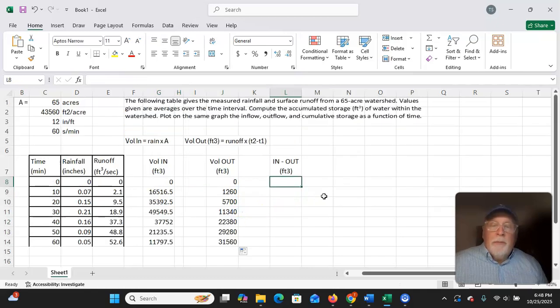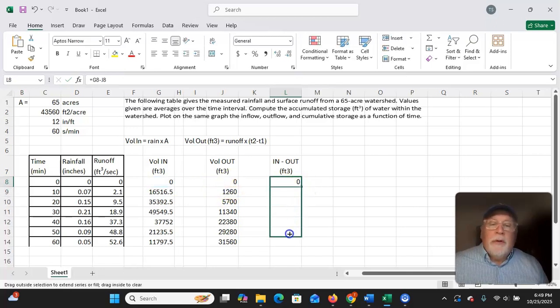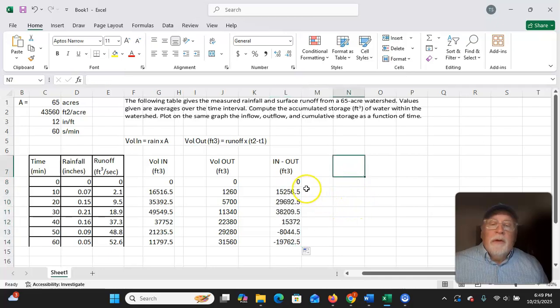And then the volume, the difference is what's coming in minus what's going out. First one again is 0. So we take this one down, and we can see that it's adding up water here, and then toward the end of it, the tail end of it, now the runoff is actually higher than the rain coming in. So our watershed is emptying out.